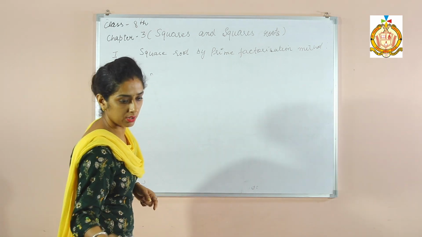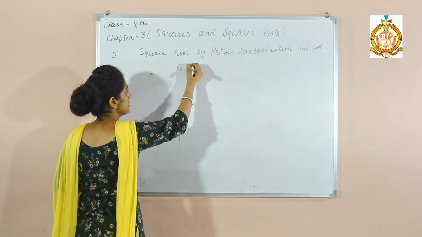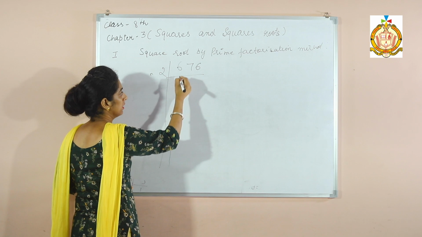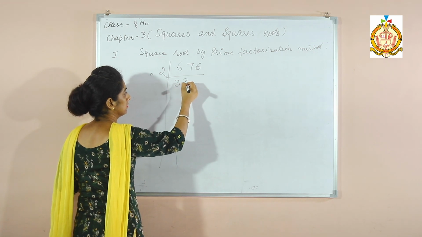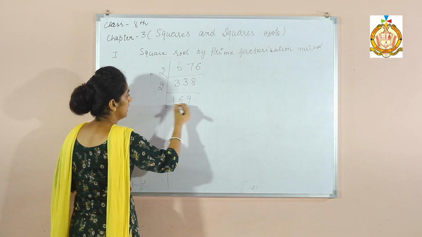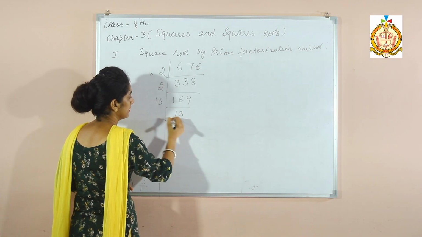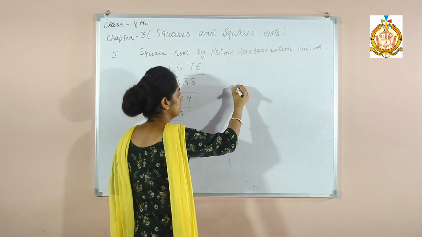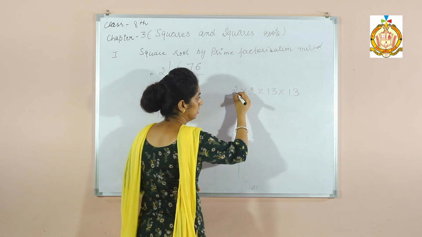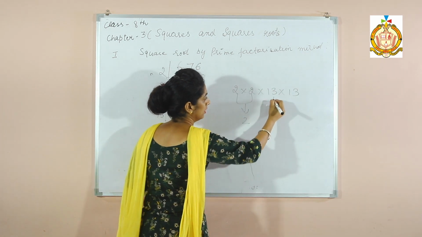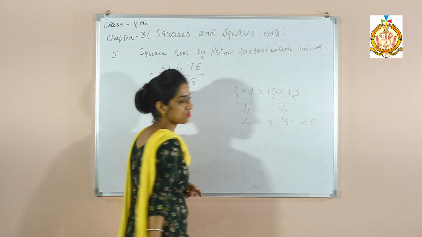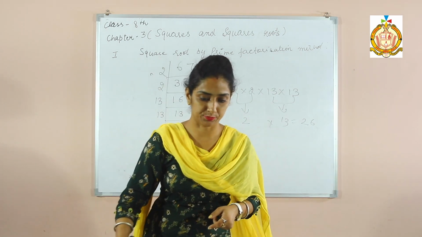Now there is another example, 676. Divide by 2 to get 338, again by 2 to get 169, and 169 is 13 times 13. Now take a 2 common and 13 common: 2 times 13 is 26, that is your answer.